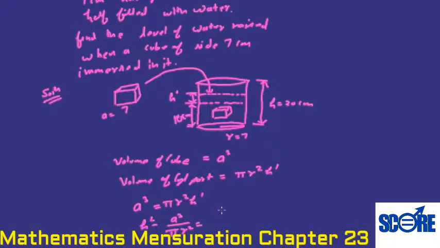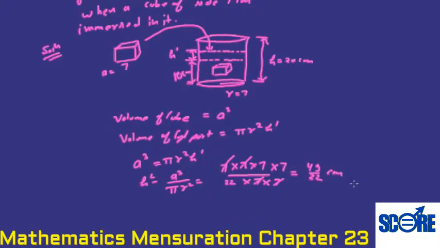The value of a is 7 cube, that is 7 into 7 into 7. The value of pi is 22 upon 7, so 7 is coming on the upside. The r is 7, so 7 into 7. Now cancel all the common terms. Two sevens get cancelled. So we are left with 49 by 22 centimeter. So the increase in the height is 49 by 22 centimeter.